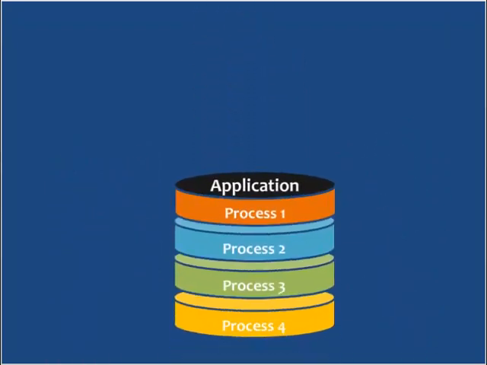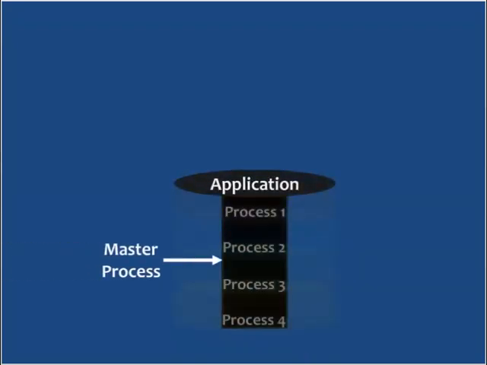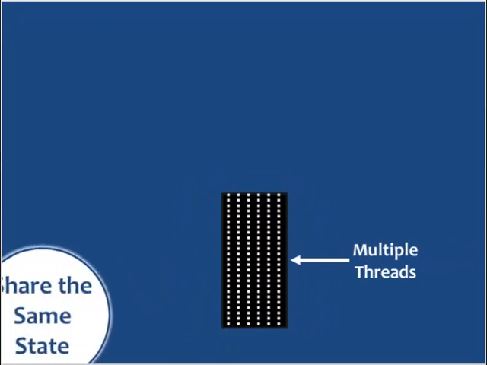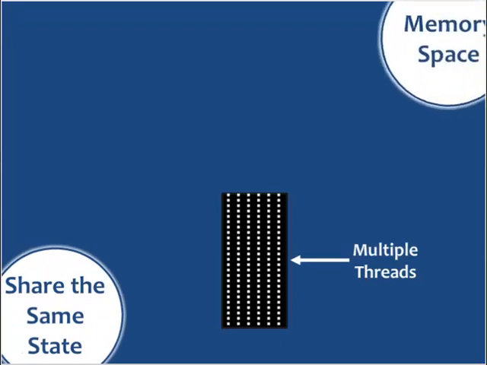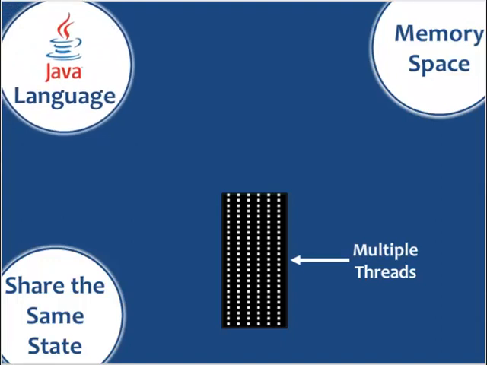Usually, applications are divided into several processes. The master process spawns the sub-processes to build logically significant application functionality. Sometimes, a single process might contain multiple threads. All these threads within a process share the same state and memory space, and can communicate with each other directly. Threads are objects in the Java language.